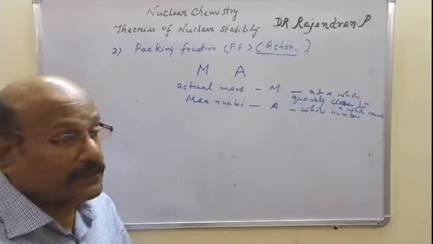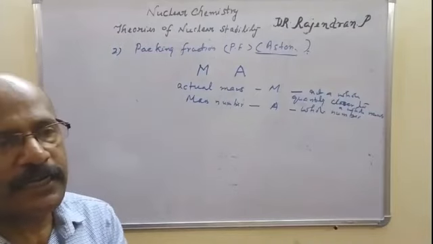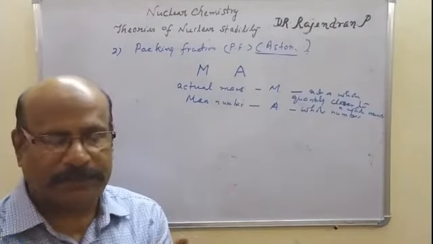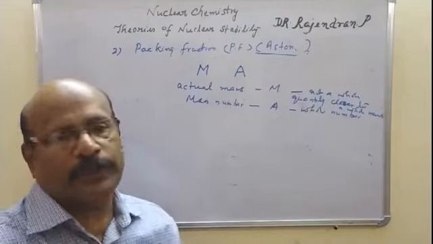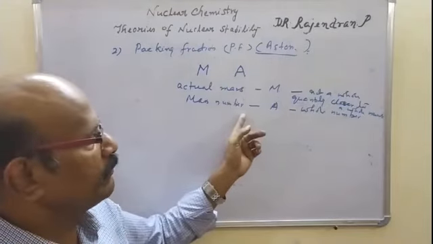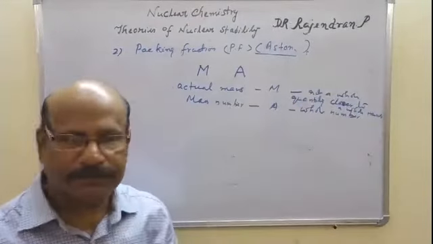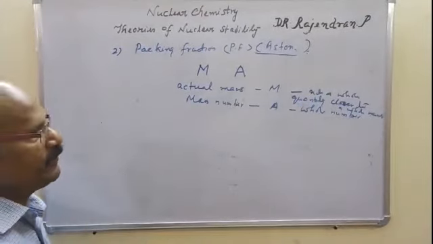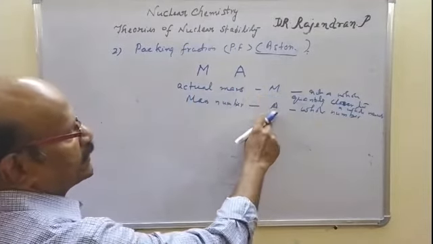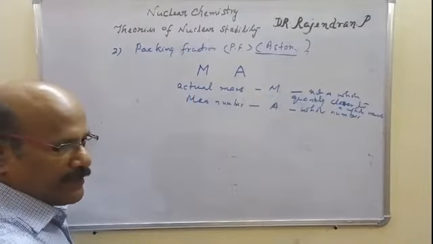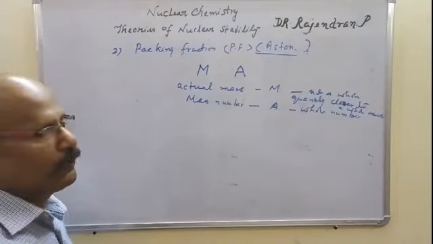So not a whole number, but you have to remember the mass number is already considered as the mass of the nucleus. Mass number represents the mass of the nucleus corrected to a whole number, that is the number of protons and neutrons, which is called mass number, which is always a whole number. Then the difference between the actual mass and mass number divided by mass number, that ratio is called a packing fraction.